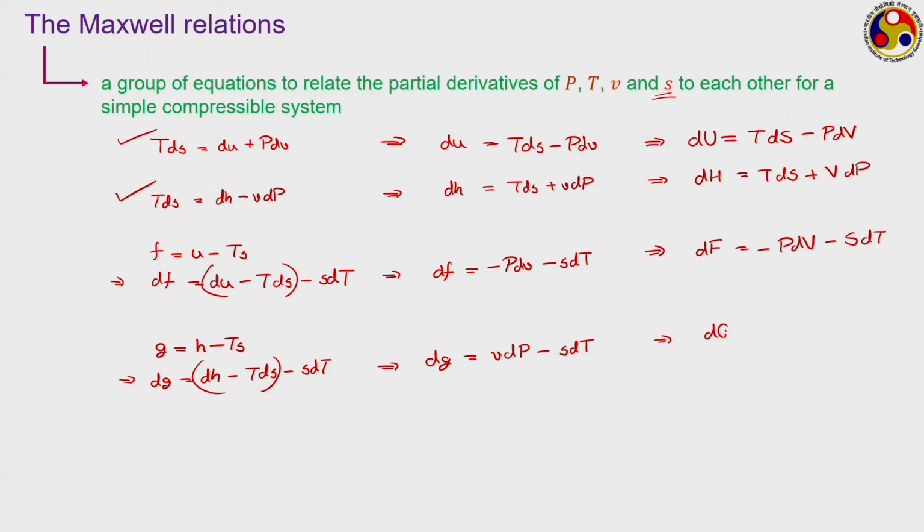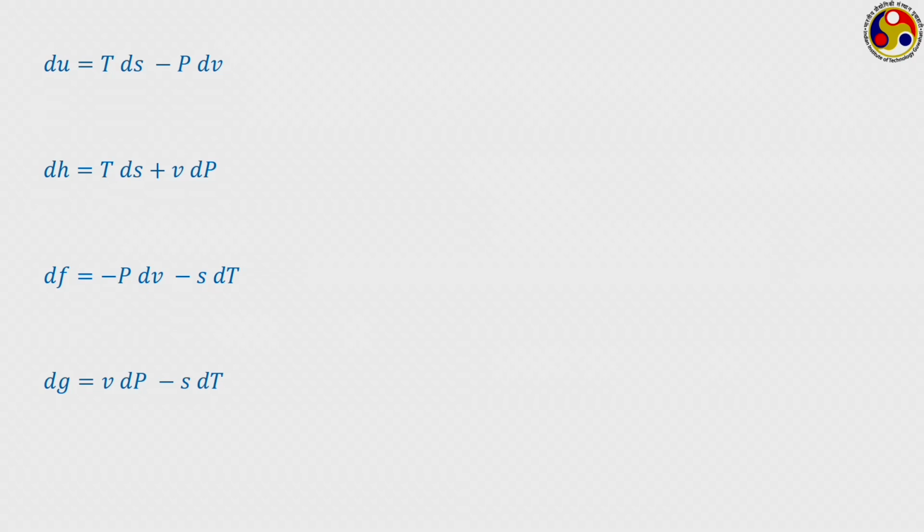That is, in extensive sense, change in the Gibbs free energy is equal to capital V dP minus capital S dT. So, here we have now 4 equations representing the change in each of the thermodynamic potentials. So, these are the 4 equations that we have now. Here I have again represented each in their corresponding intensive sense.